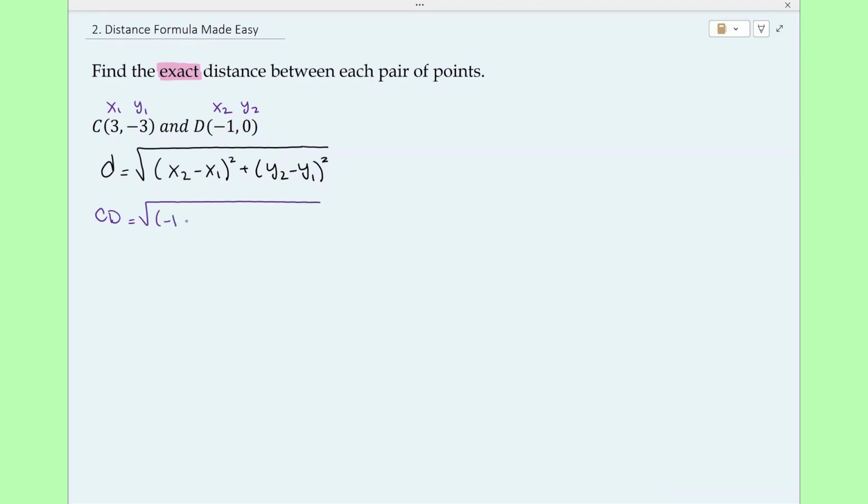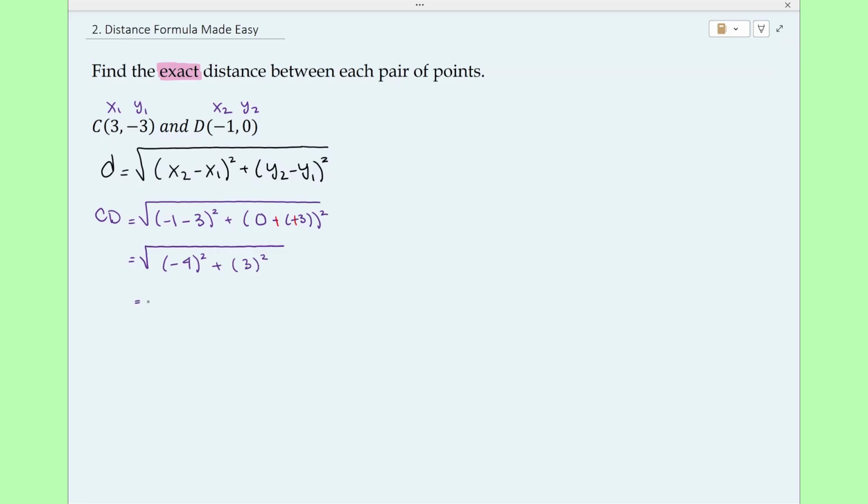minus x1, so 3, and then we are squaring that, plus y2 minus y1, so 0 minus a negative 3. Another strategy here for you, put your negatives in parentheses because those double negatives turn into a positive. Remember, we work inside out, so I'm going to do inside my parentheses first. So negative 1 minus 3 gets us a negative 4, plus a 3 squared.